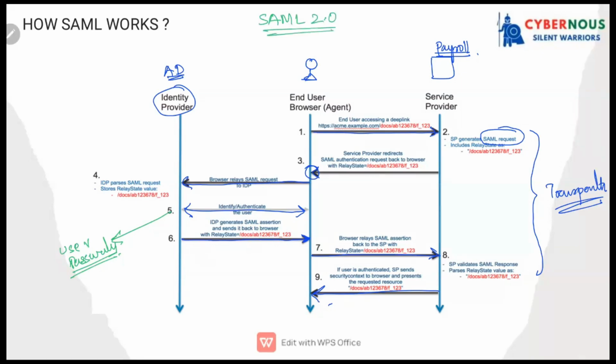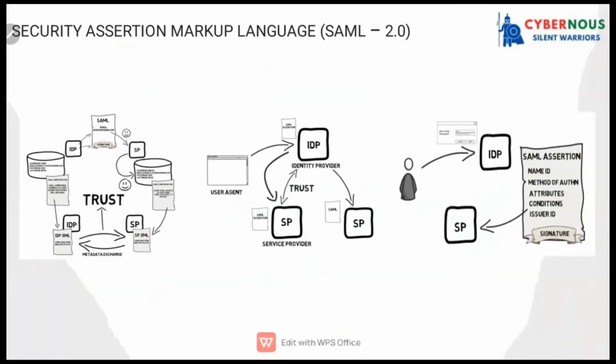Now, in your entire SAML, what is SAML? Security Assertion Markup Language. That means the entire thing is based on a markup language. That means XML is used for SAML, and assertion is nothing but this: in XML, the data is kept in tags. When these tags carry some kind of token or authentication-related data, it is called an assertion.